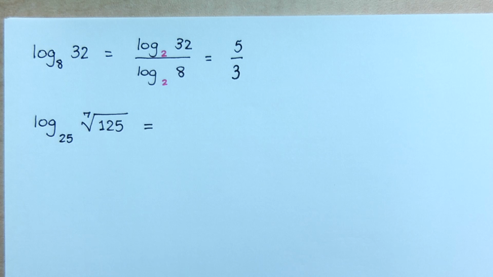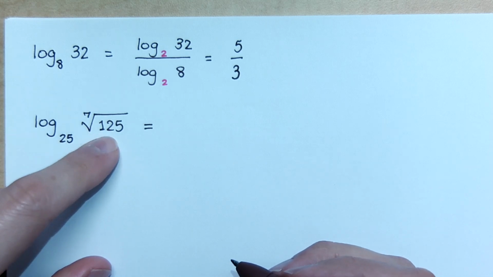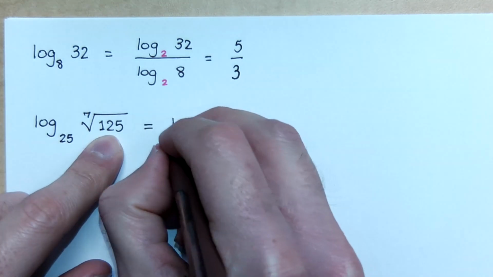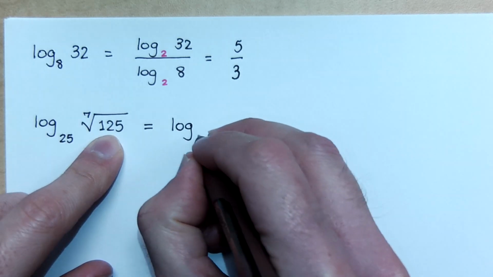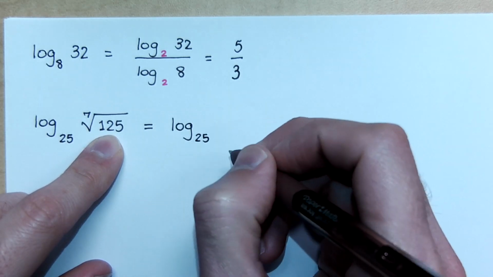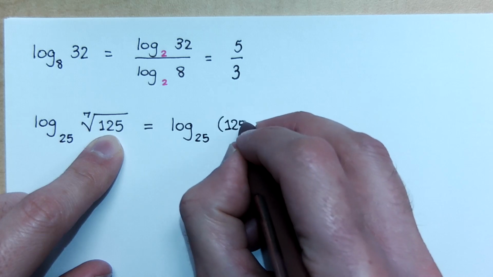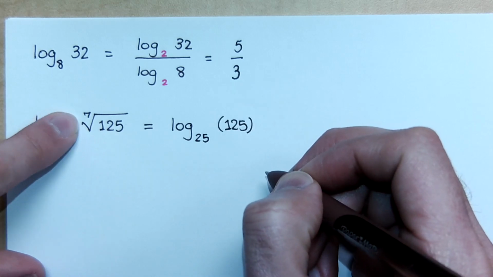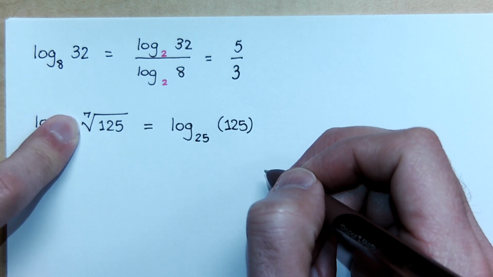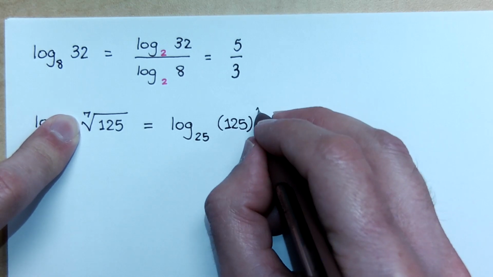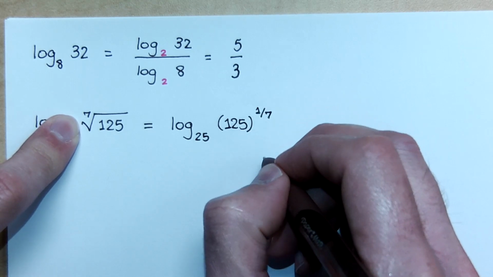All right, so here's what I want you to see. I've got a radical, right? And this radical is kind of a problem. But here's what we know. And this is where we're going to use some of those properties of logarithms that we talked about on the previous page. I can rewrite this to be 125 raised to what power? How do I rewrite the 7th root? As 1 over 7, right?